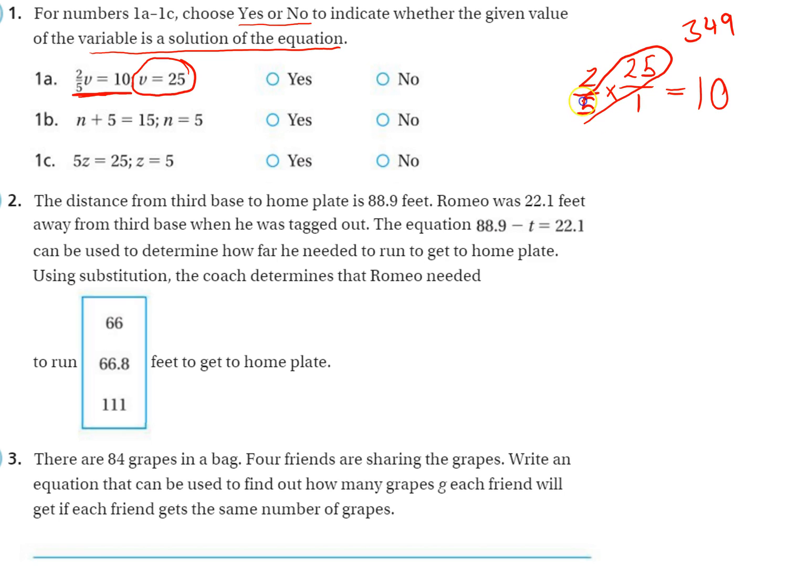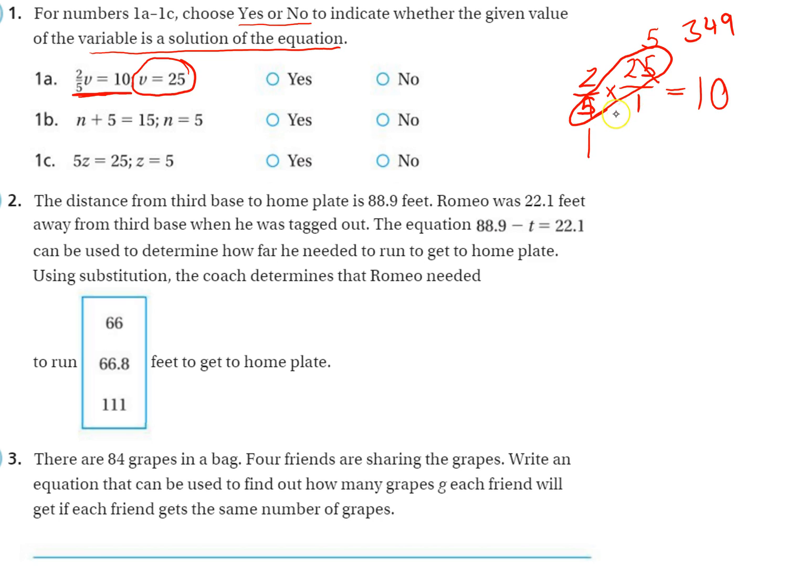Well, I can cross simplify here. 5 goes into 5 one time, 5 goes into 25 5 times, and then I'll let you finish that multiplication out and see if that in fact does equal 10. If it does, you're going to bubble in yes. If it doesn't, you'll bubble in no.